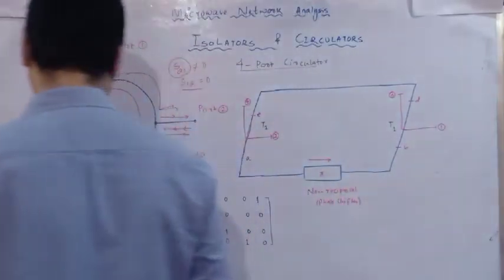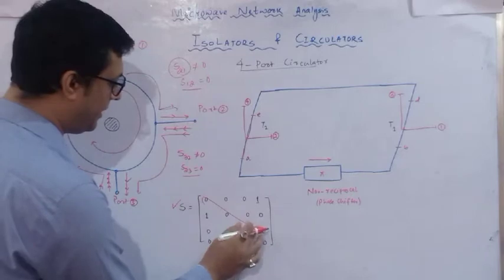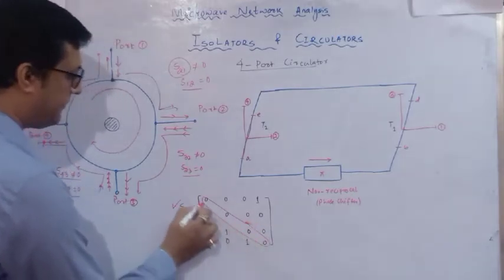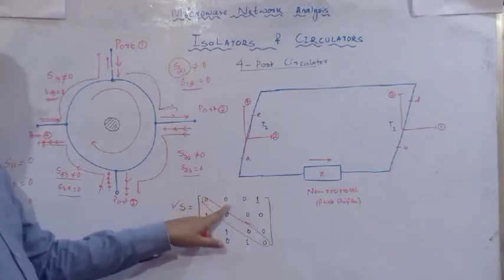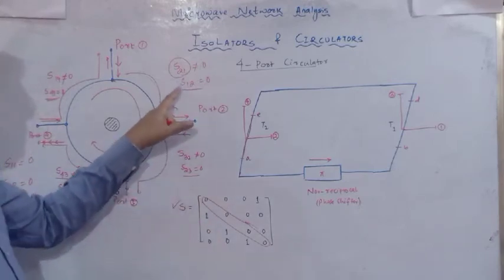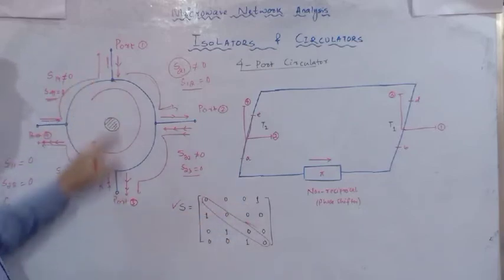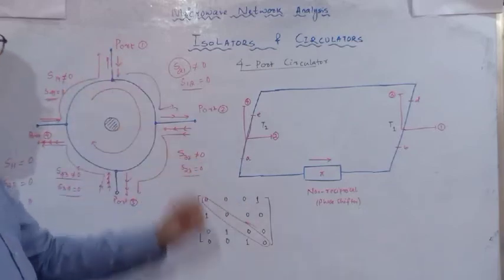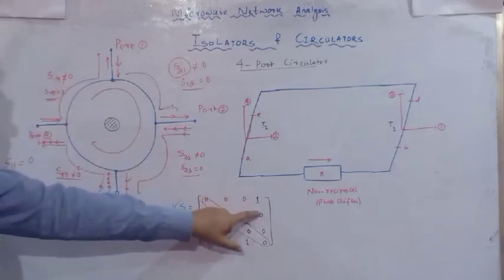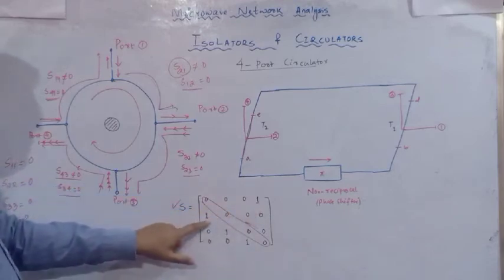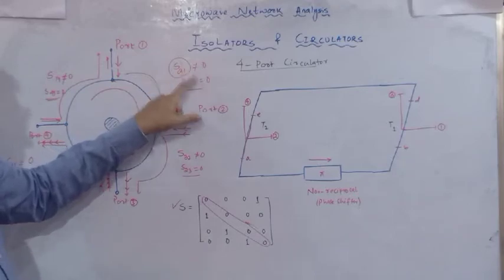First, all the ports are perfectly matched. So here you can see the diagonal elements are 0, perfectly matched. Then this is S12. S12 is how much? 0. This is S13. S13 means there is no link between 1 and 3, so that is also 0. S14, yes, we have S14 not equal to 0, so I have substituted 1. Similarly, S21. So here S21 is not equal to 0, so it is 1.